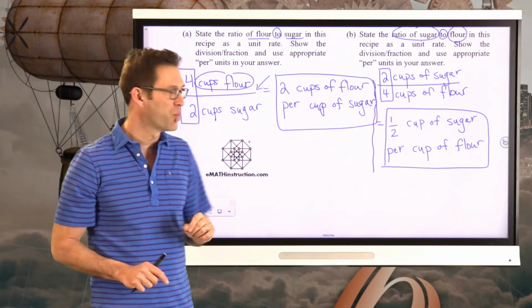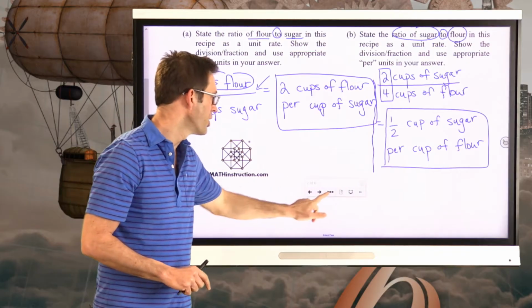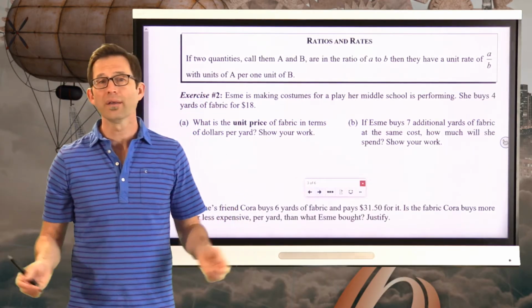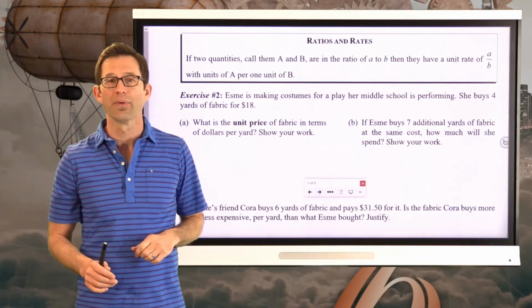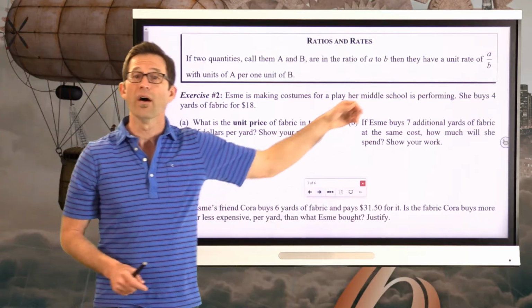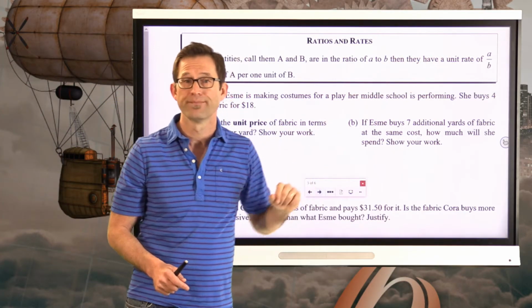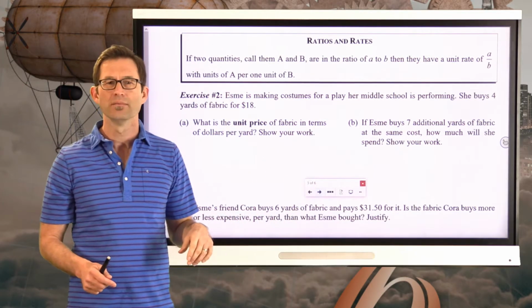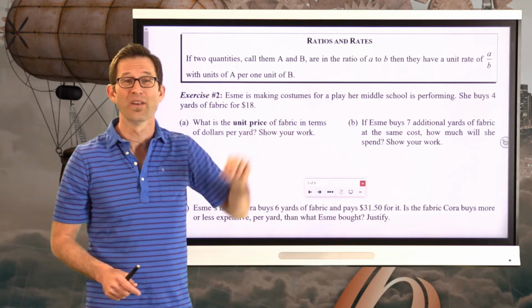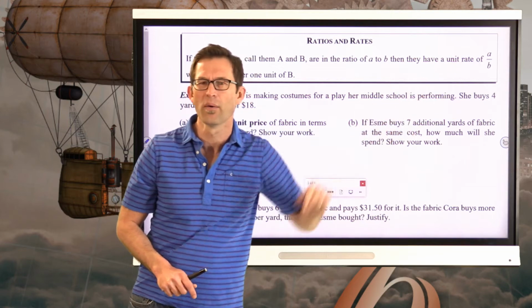All right, let's keep working with the idea of unit rates. So, ratios and rates. If two quantities, call them capital A and capital B, are in the ratio of A to B, then they have a unit rate of A divided by B, or the fraction A over B, with units of A per 1 unit of B.